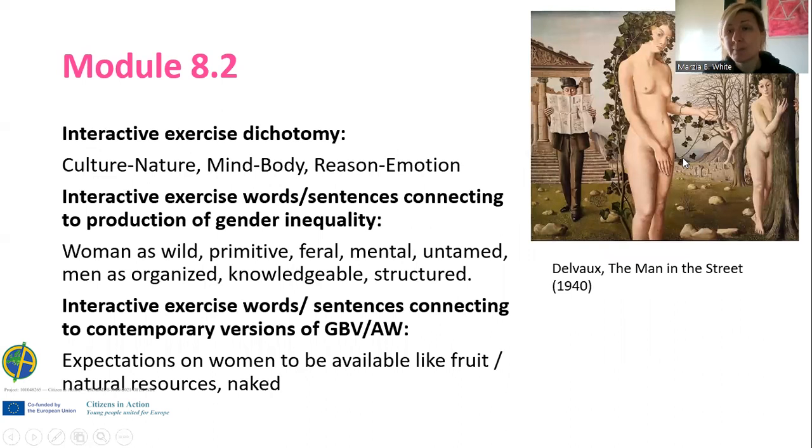Here we have a painting that we already saw in the previous modules, Del Boat, The Man in the Street. The women in the painting are represented as wild, primitive. The man, on the other hand, is organized, structured. So the expectations on women are to be available like fruits, natural resources, naked. That's why it's linked to nature.